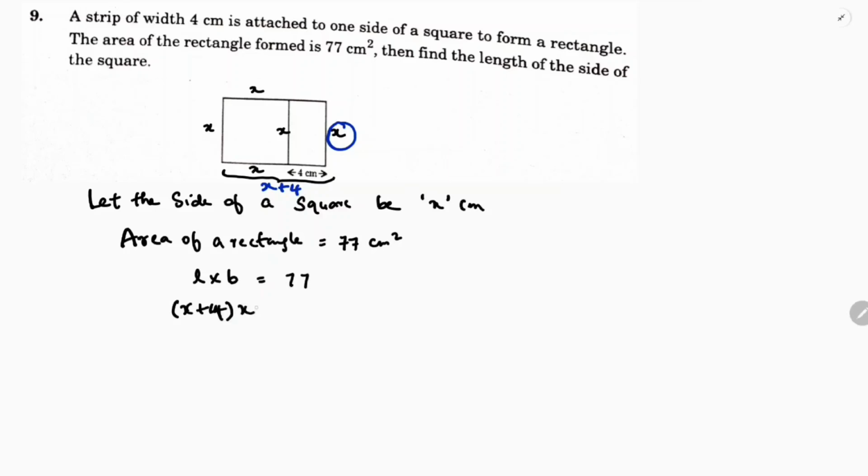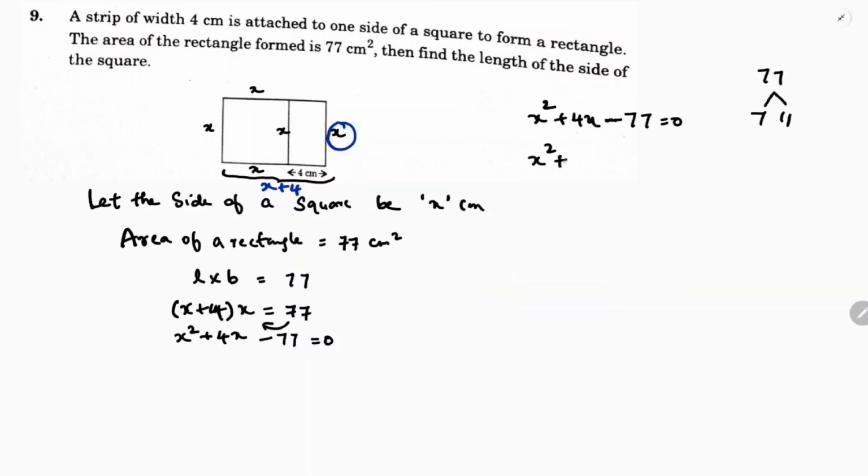x into x plus 4 is equal to 77. If you multiply here, x square plus 4x, and if we take 77 towards the LHS, minus 77 equals 0. So if we factorize x square plus 4x minus 77, 77 factors as 7 times 11. We need factors that give 4, so 7 and 11.